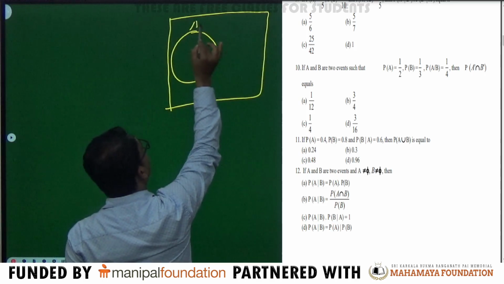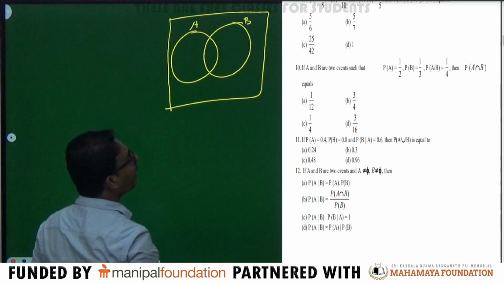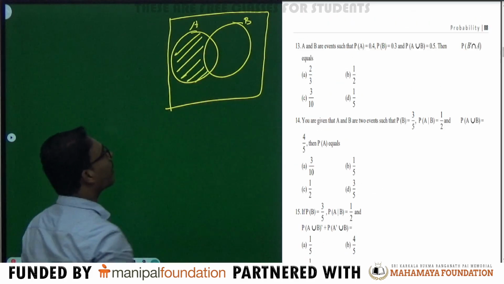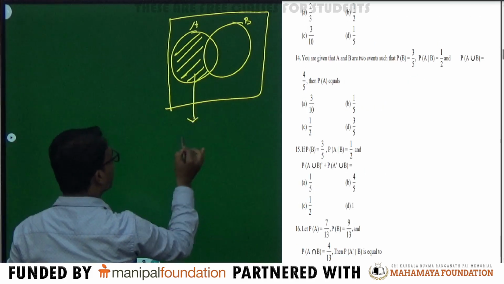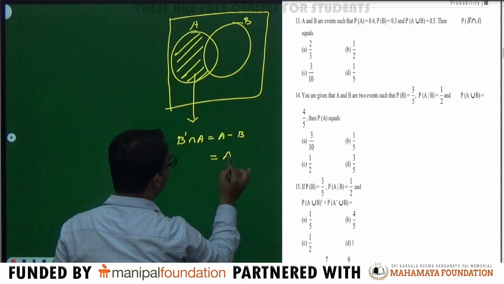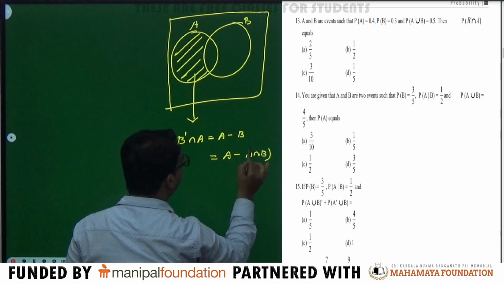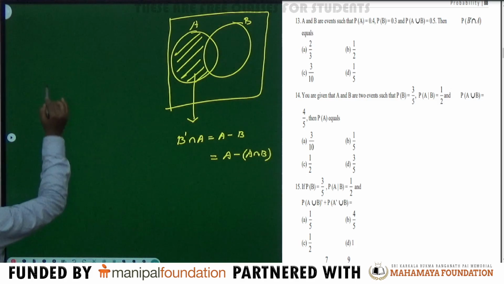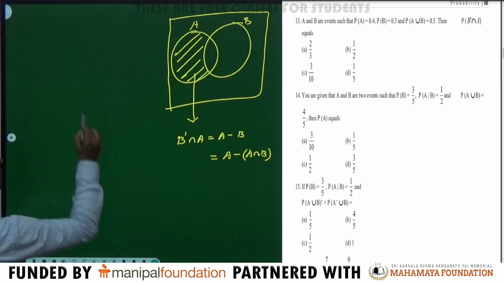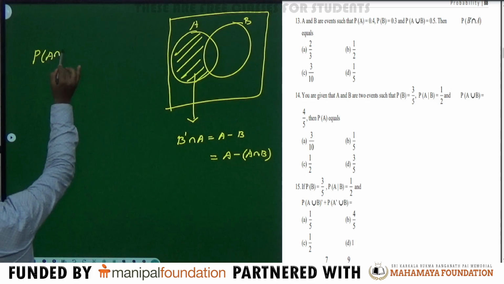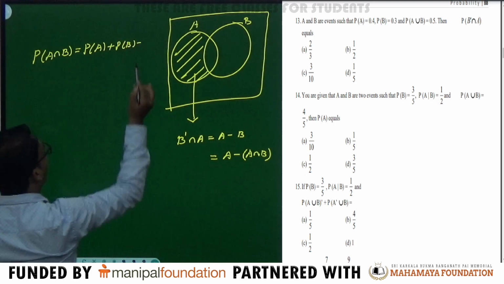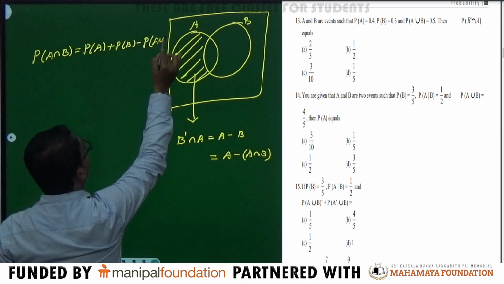This is the A event and this is the B event. We are finding B dash intersection A. So B dash intersection A will be the region A minus B. This is nothing but B dash intersection A, it is equal to A minus B, or we can write this as A minus A intersection B. Therefore, the formula to find P of B dash intersection A is equal to P of A minus P of A intersection B. First, we need to find the value of probability of A intersection B. The formula is probability of A plus probability of B minus probability of A union B.